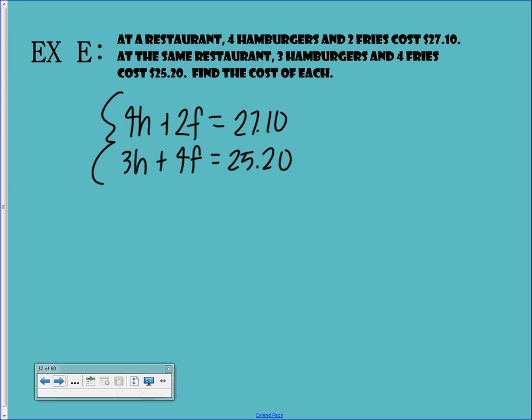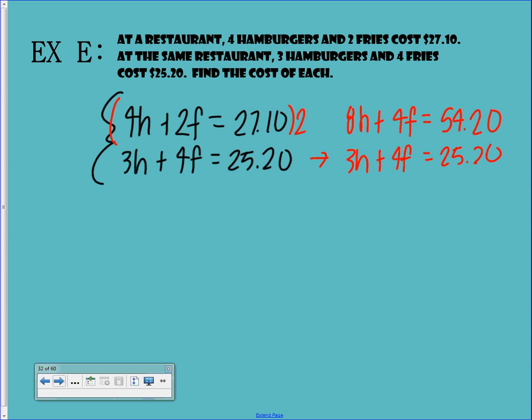If I notice, I can multiply my top equation by 2 so that my f's would cancel. So that would give me 8h plus 4f equals 54.20. And I'd leave my second equation alone: 3h plus 4f equals 25.20. And in order to get my f's to cancel, I would subtract. So 8 minus 3 is 5h. My f's cancel, and that would give me $29. Divide that by 5, and I would get $5.80 for the cost of a hamburger.